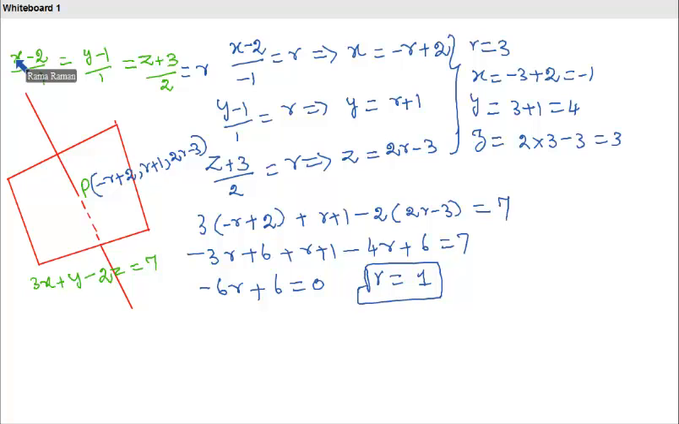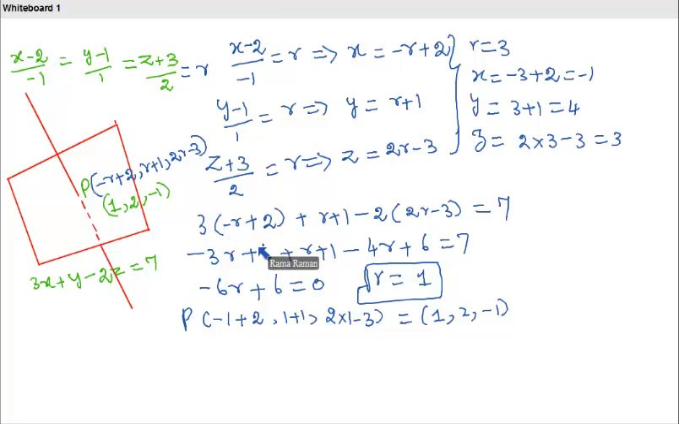Now, this value of r has to be substituted for the x, y and z values of P. So, now P takes the form (-1 + 2, 1 + 1, 2 times 1 - 3), or that becomes (1, 2, -1). So, we have got the common point P with coordinates (1, 2, -1).